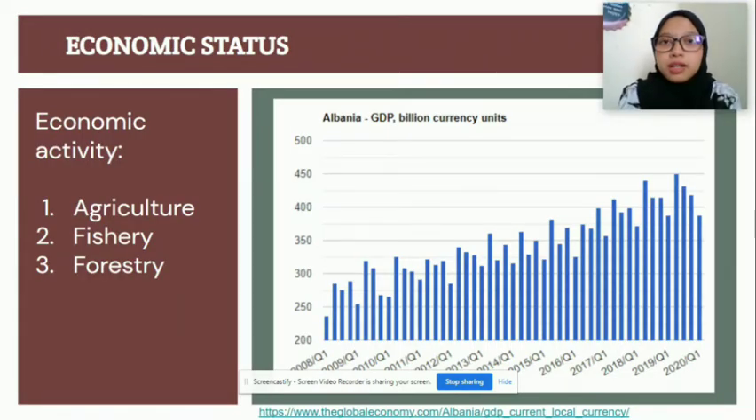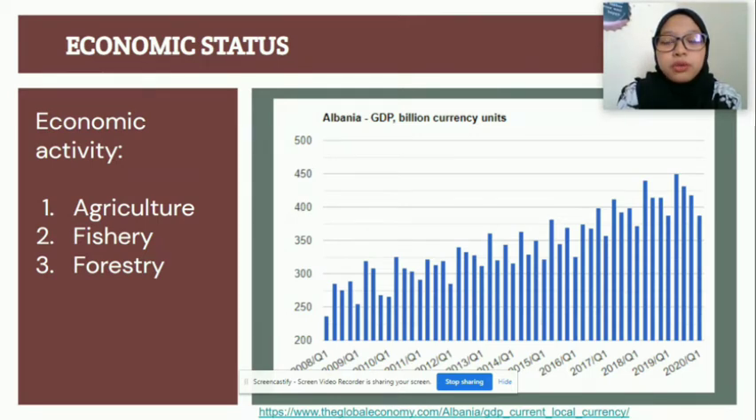Okay, so let's move to economic status. As you can refer to the graph here, Albania is expected to lose 1.4% of GDP in 2020 as an effect of the steps taken to halt the spread of COVID-19, which severely hit the country's manufacturing, trade, tourism, and other non-tradable services. Public debt is expected to increase in 2020 due to the pandemic and the support for post-earthquake reconstruction, because an earthquake happened last year, in 2019, in Albania.